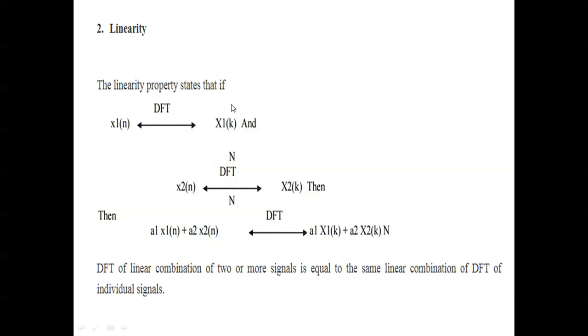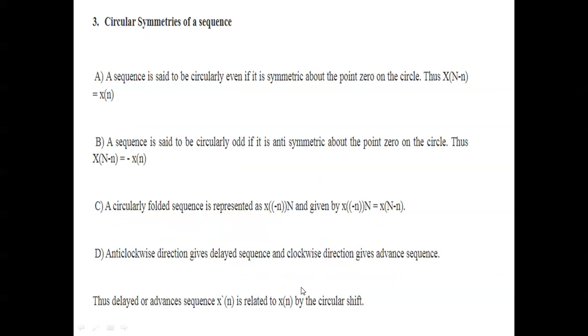So the linearity property. x1 of n is equal to X1 of k, and x2 of n is equal to X2 of k. If it is a1 x1 of n plus a2 x2 of n, then that is also a1 capital X1 of k plus a2 capital X2 of k. Here the small n and here the capital X. So it's linearity: the DFT of a linear combination of two or more signals is the same linear combination of the DFTs of the individual signals.